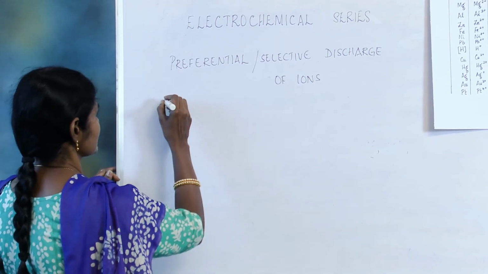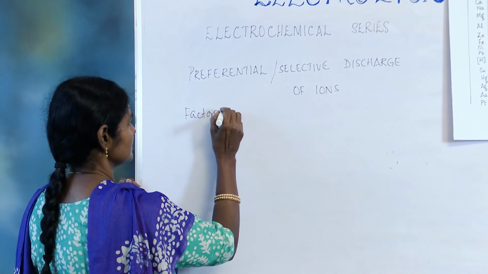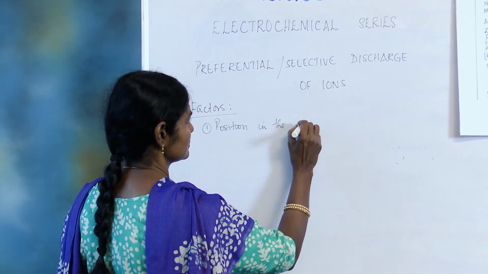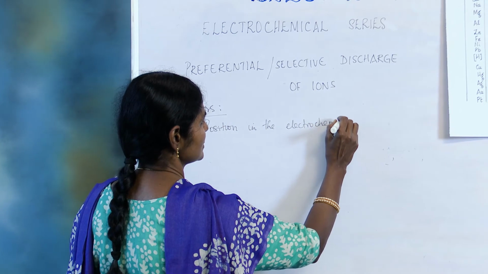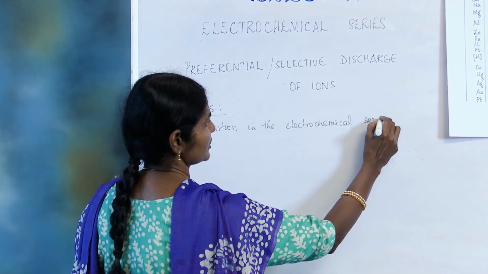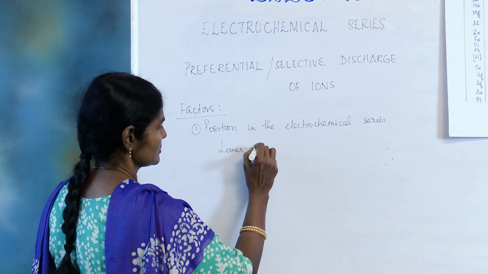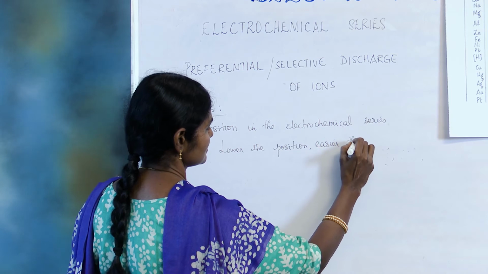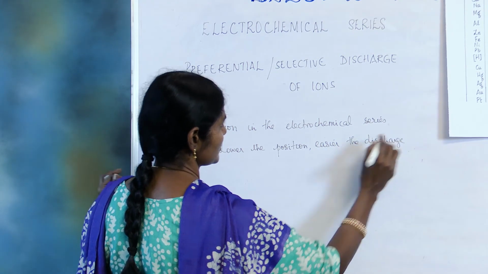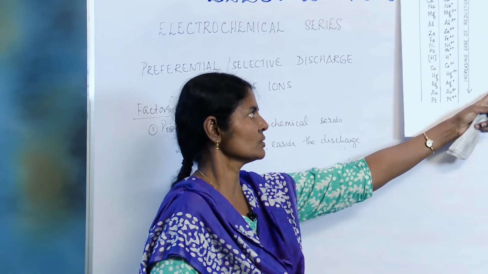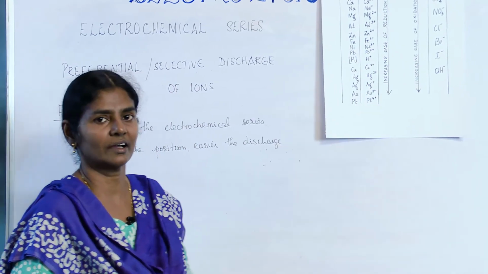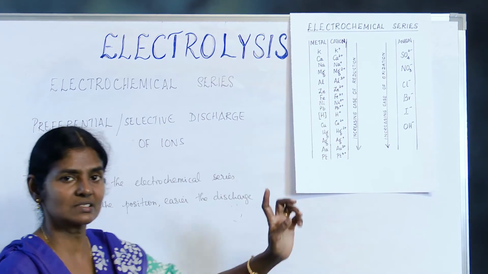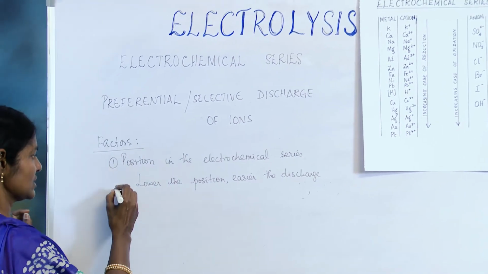The first factor is position in the electrochemical series. The position that it holds in the electrochemical series is very important. The lower the position, the easier the discharge. So this we should remember. If we take these anions, sulfate and hydroxyl ion, naturally hydroxyl being lower will be easily discharged compared to sulfate. So sulfate will be left in the electrolyte itself. So that is the first one.